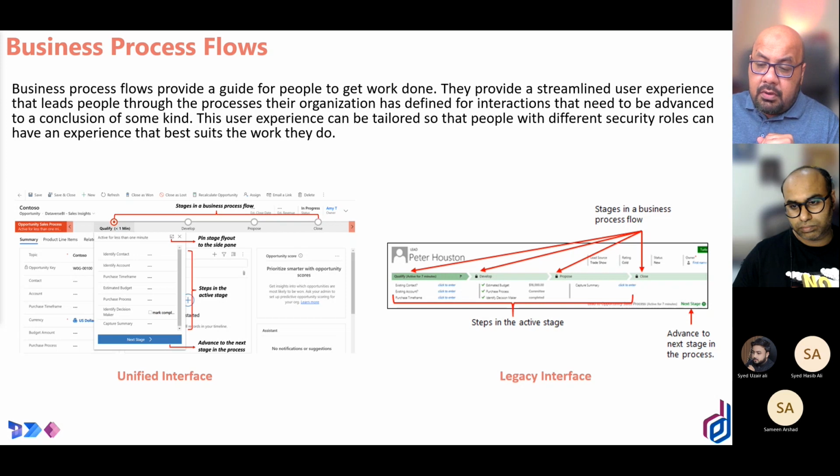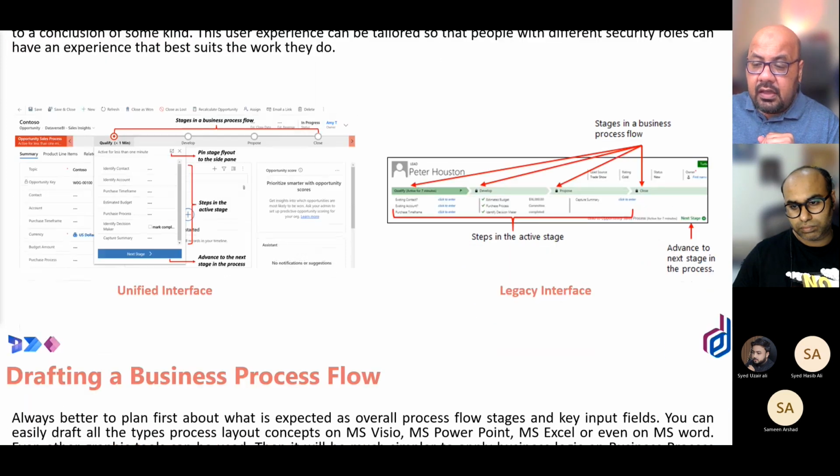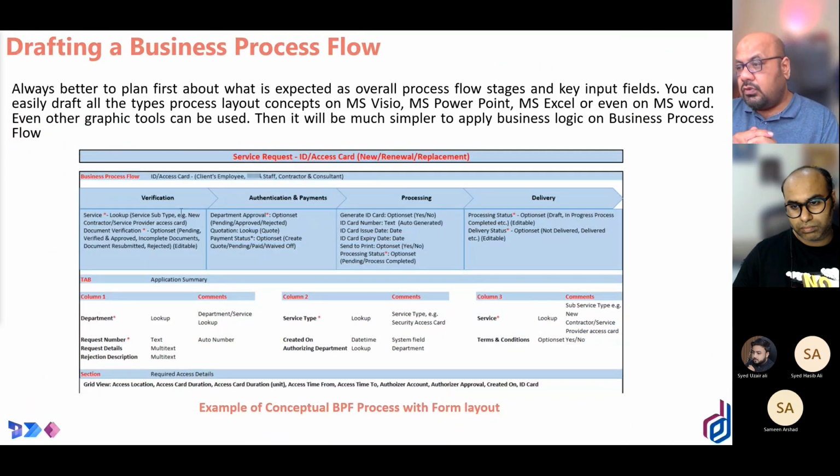Now, if we talk specifically about drafting our business process flow, what we normally recommend, or follow, to design a layout is to identify what procedures need to be followed, how many business stages are involved, and what key information is required to be filled in. That will combine each and every aspect of your business logic.